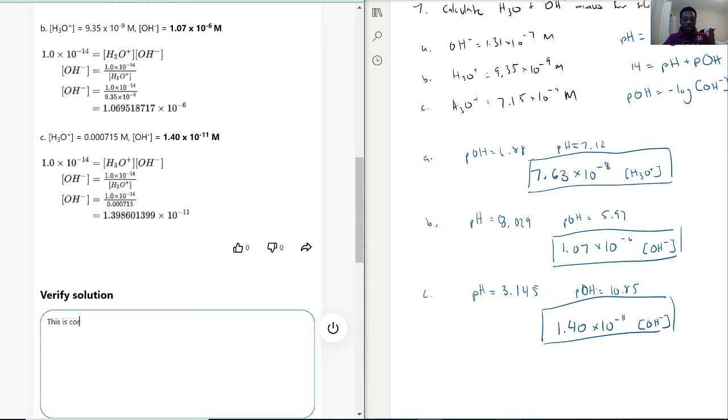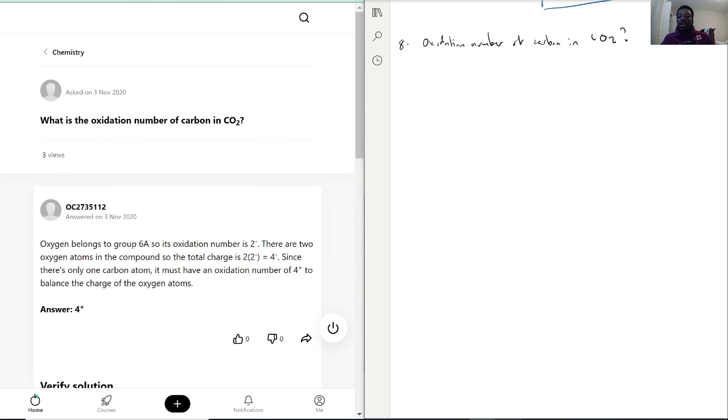And now move on to question number 8. What is the oxidation number of carbon in CO2? So for this, in order to solve this question, you have to understand what the oxidation number of oxygen is.